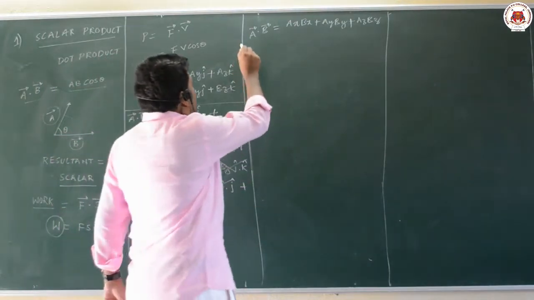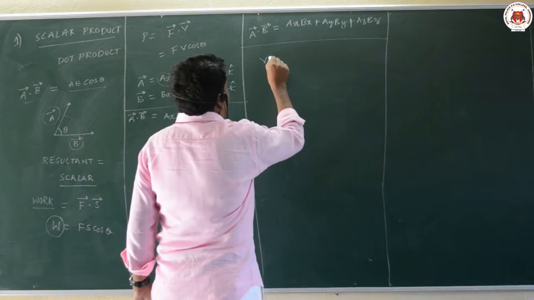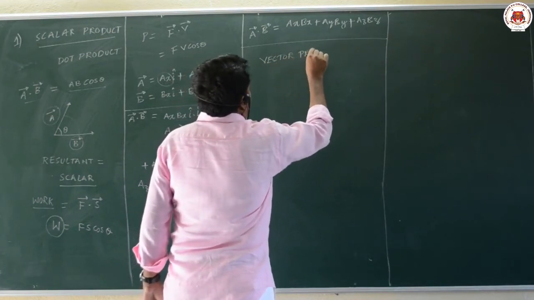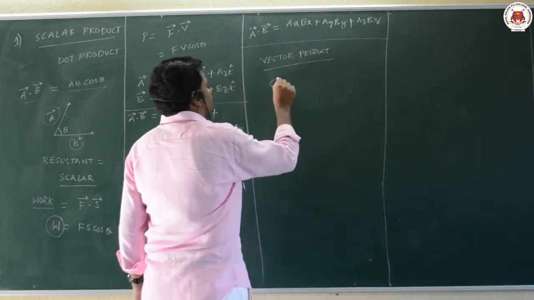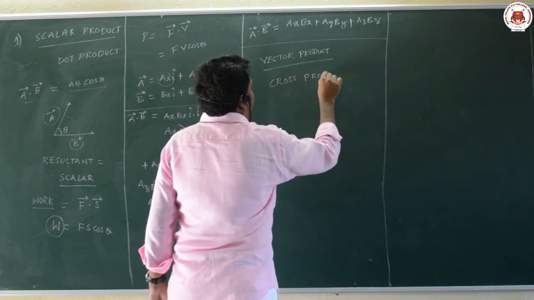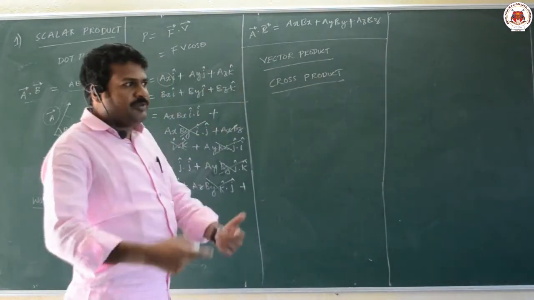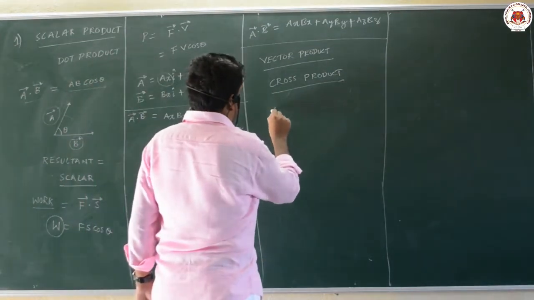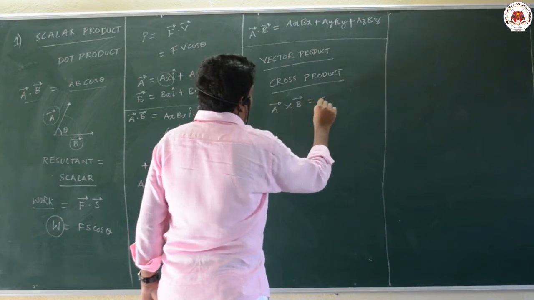And the next type of multiplication you have to study is vector product. Vector product is also called cross product. So in this, after multiplying two vectors, you will get another vector, that is a bar cross b bar. A bar cross b bar is equal to c bar.